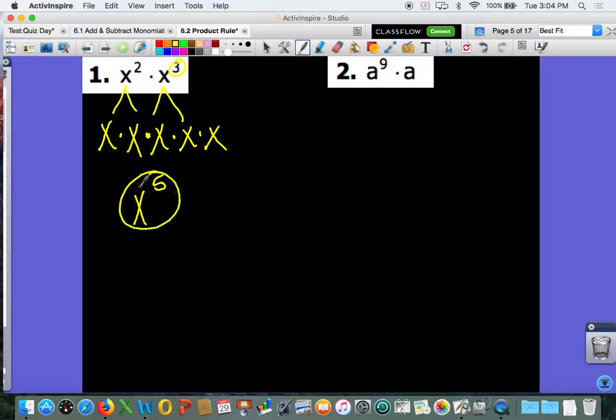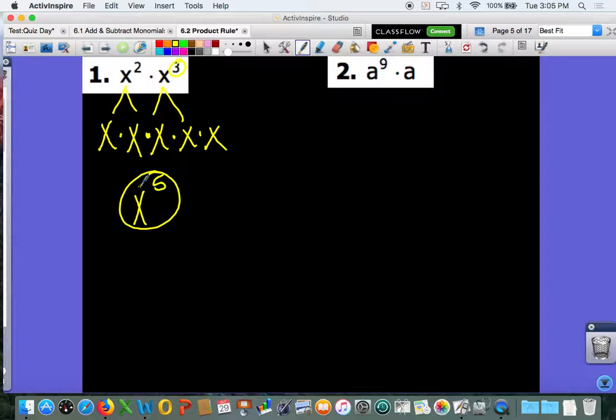This is a really great method for when your numbers are pretty small, or if you're having trouble remembering the rule. This is great in a pinch. However, when you get to numbers a little bit bigger, like number 2, 8 to the 9, it can get a little cumbersome. So here's another method.